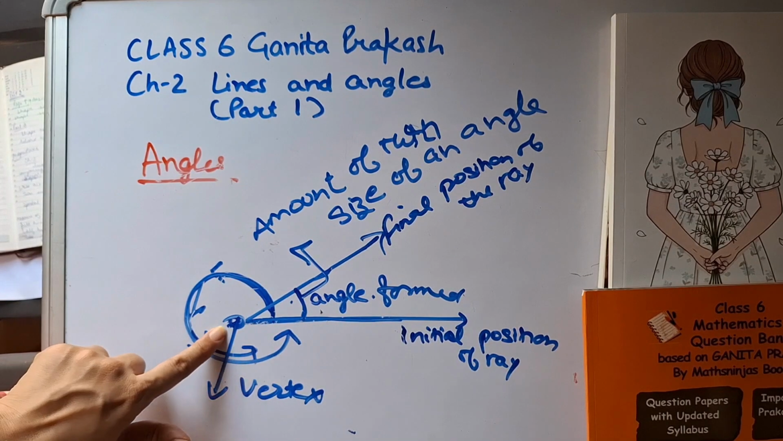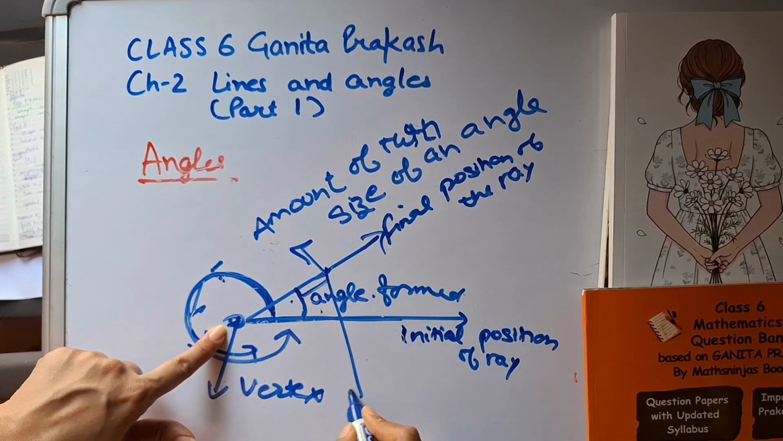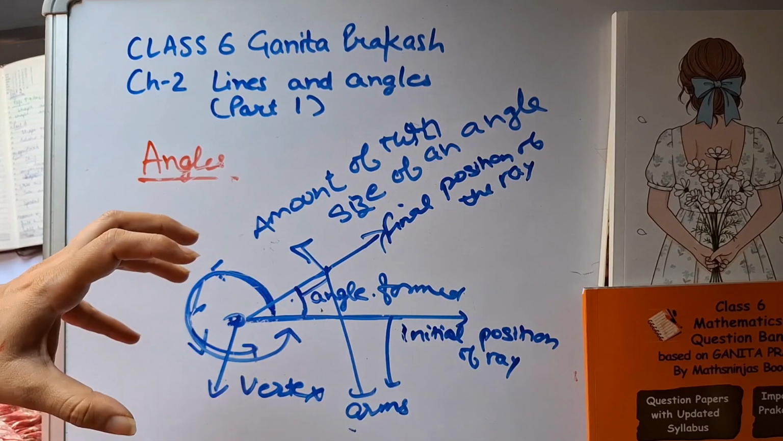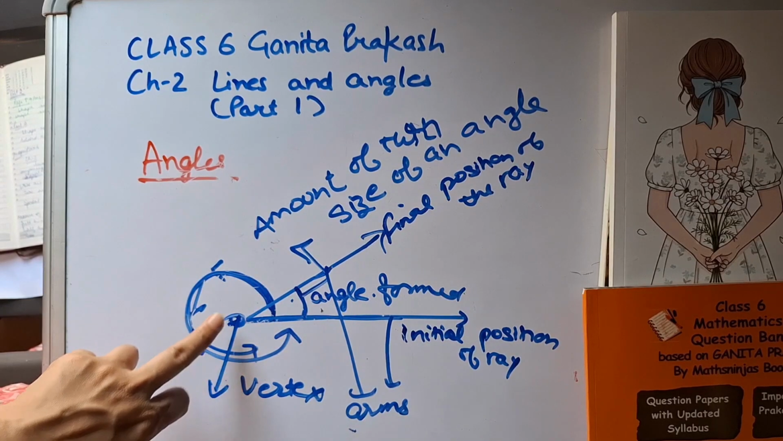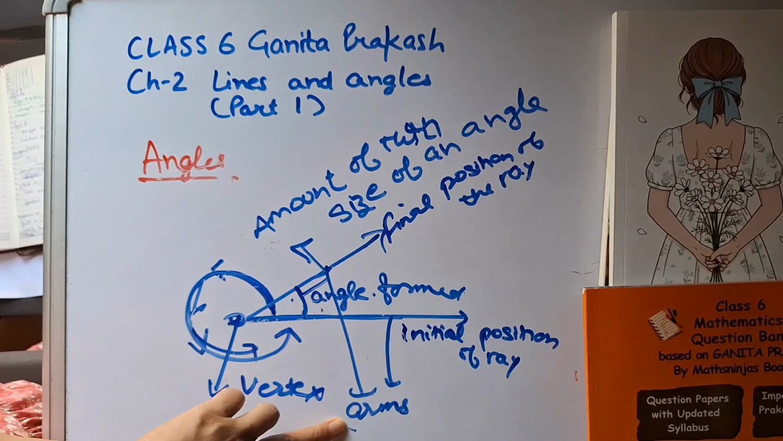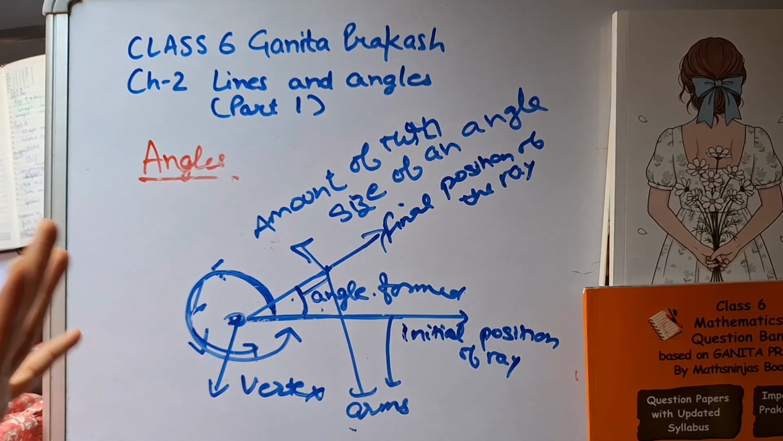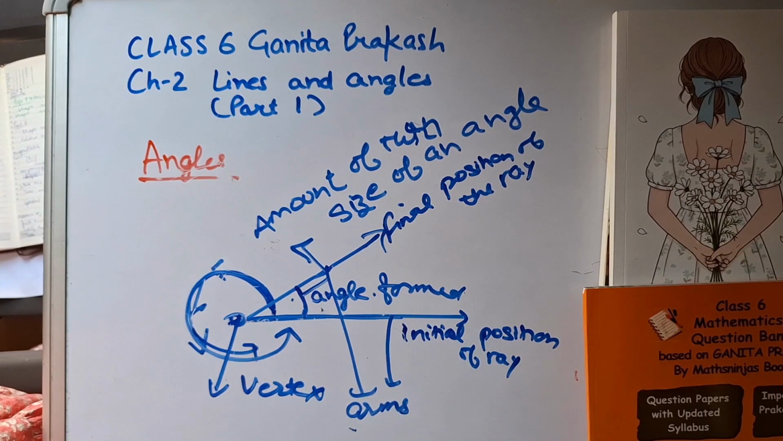This is vertices, and these both are called arms. This is the vertex, this is an arm. Vertices is the plural of vertex, so this is the vertex and these are the arms. These two, the initial and final position of the ray, are called the arms of the angle. So I hope this is very much clear.